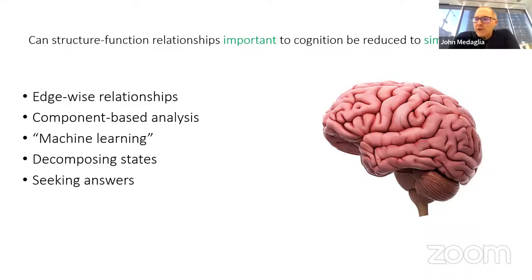So what I want to try to do is challenge us to ask, can these structure-function relationships important to cognition, broadly construed, be reduced to simple values? You're going to see, really as a consequence of the field, really complex slides that I've picked from the literature, but what I am going to try and do is point out what you ought to be looking for within those complex schemes for specific functions.